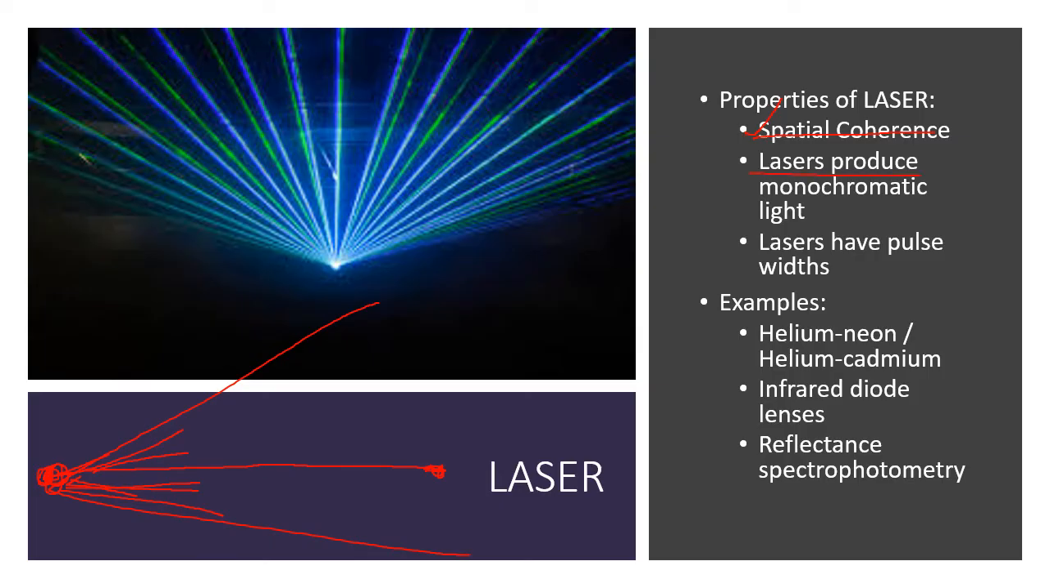Okay? It also produces monochromatic light. That's the reason why we have blue lasers, green lasers, because it does not require a monochromator. And next, lasers have pulse widths. Okay? Examples are given below.